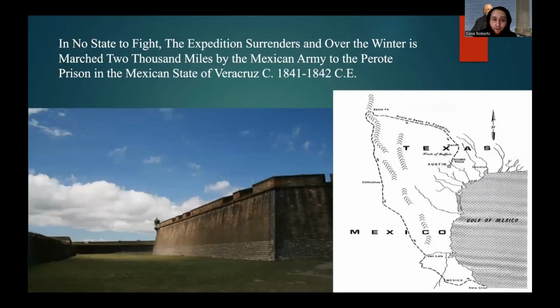In no state to fight, the expedition would surrender, and over the winter would be marched 2,000 miles by the Mexican army to the Perote prison in the Mexican state of Veracruz, with this march happening between 1841 and 1842 CE.